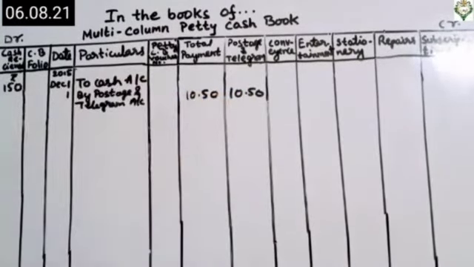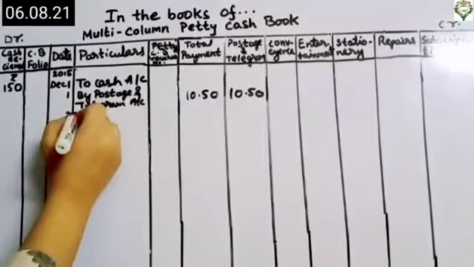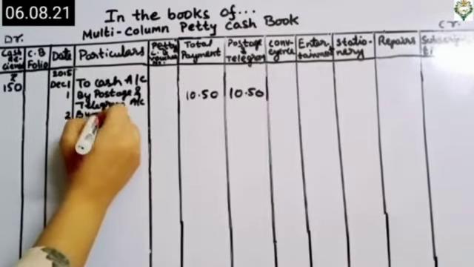Then come to next, it is saying paid for conveyance to an employee, okay. So that has been done on 2. We will write here by conveyance account, okay.